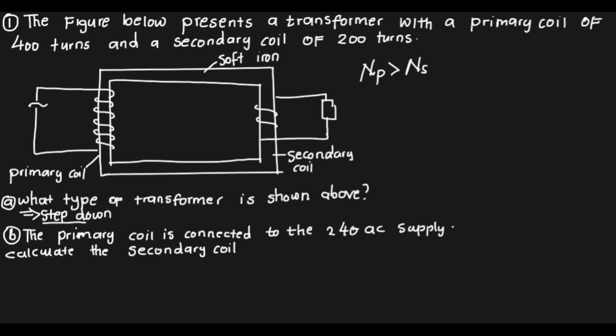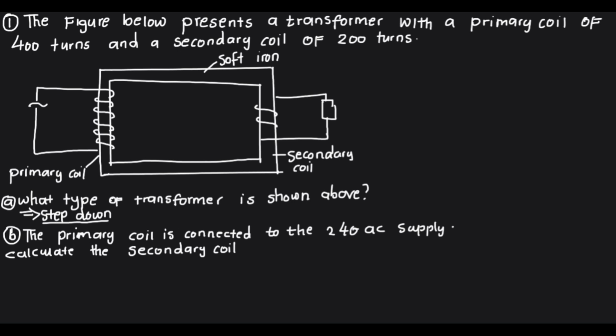If you are told to give a reason for the answer, you need to say because the number of turns on the primary coil are greater than the number of turns on the secondary coil. Now let's look at question B.